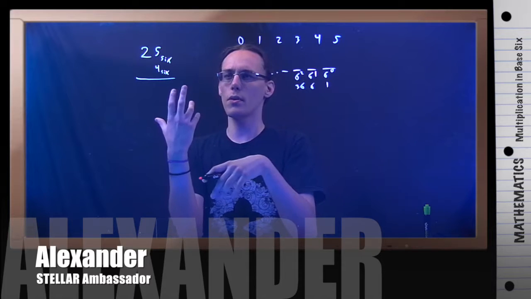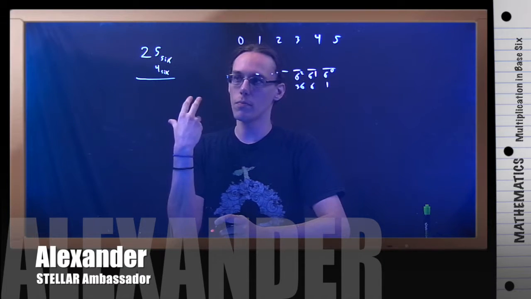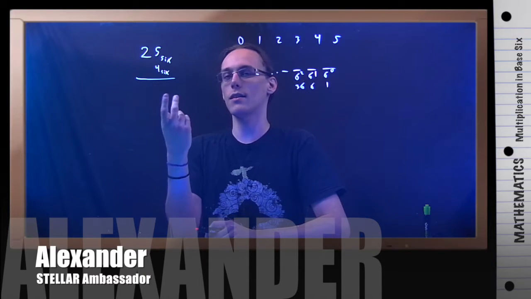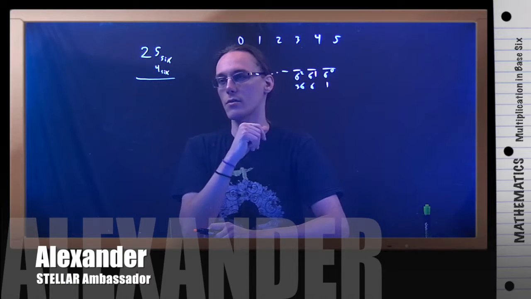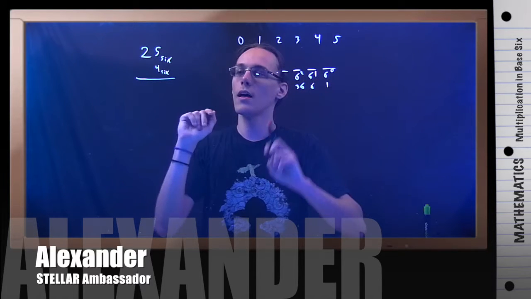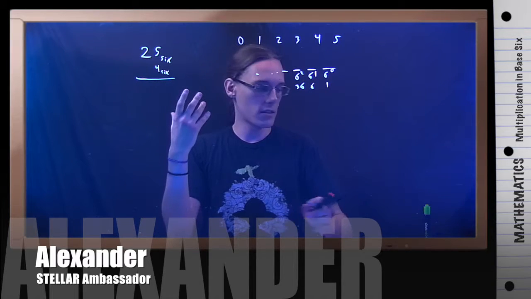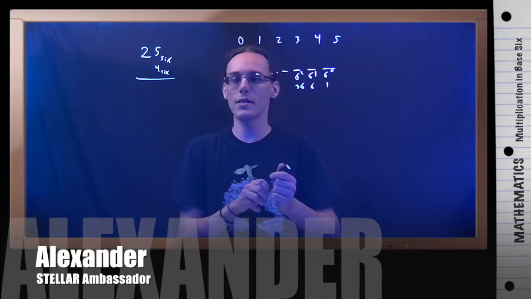Now, if you want to multiply, what we can do is multiply like we normally would, and then analyze what we get to make sure that it's in the proper base, that being base 6. So if I do 4 times 5 normally, I would get 20 in base 10. So I'll use green for any base 10 things.